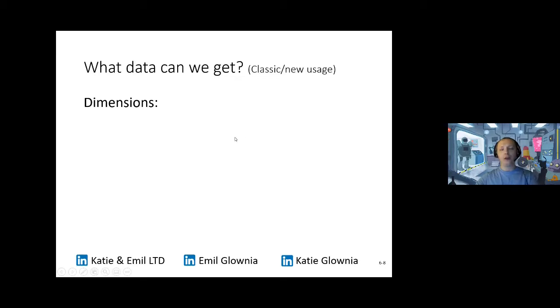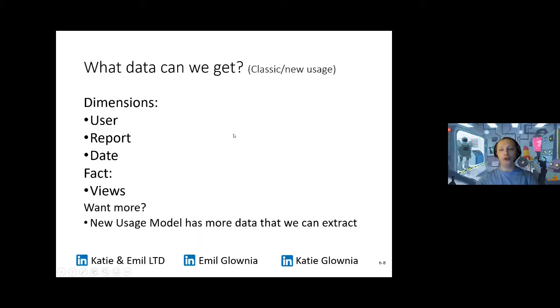Now, what data can you get from the classic and new usage? You can get the user, the report, the date, and the fact table would be the views. Now, if you want more in the new usage model, there is more data that we can extract. You can explore what's available. One of it is the performance data that can be very useful.